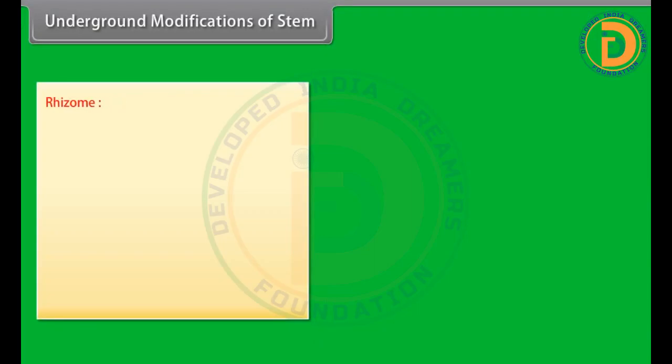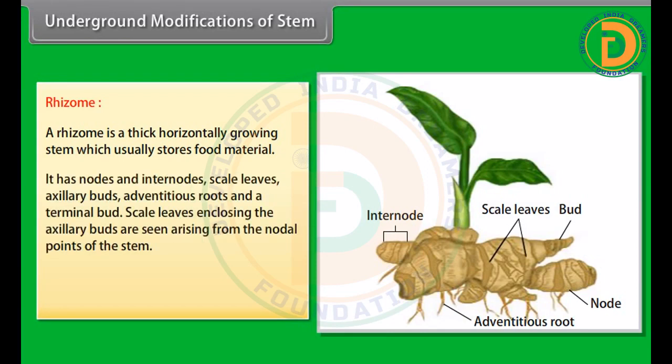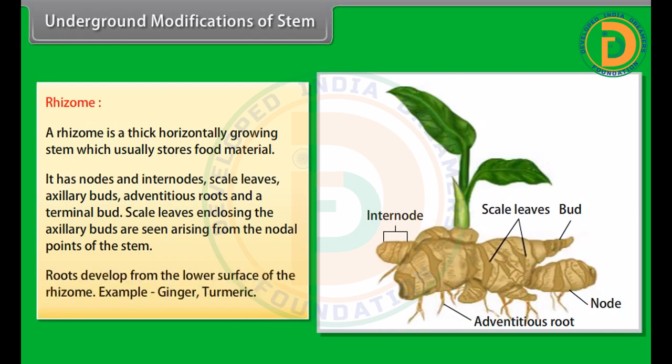Rhizome. A rhizome is a thick horizontally growing stem which usually stores food material. It has nodes and internodes, scale leaves, axillary buds, adventitious roots, and a terminal bud. Scale leaves enclosing the axillary buds are seen arising from the nodal points of the stem. Roots develop from the lower surface of the rhizome. Example: ginger, turmeric.